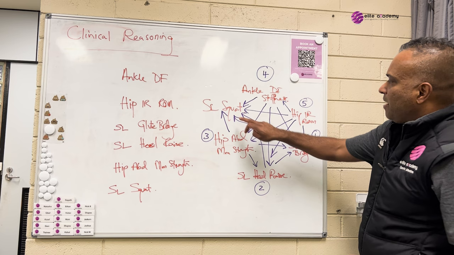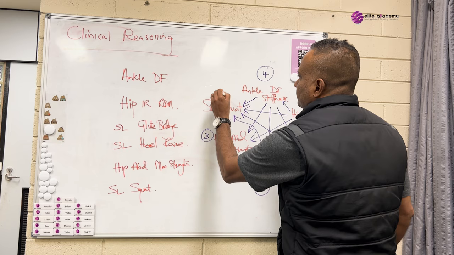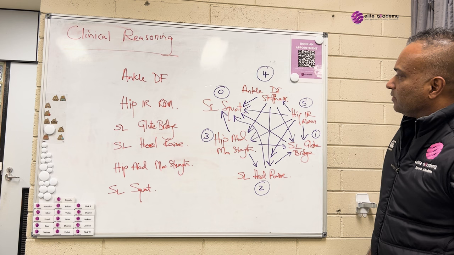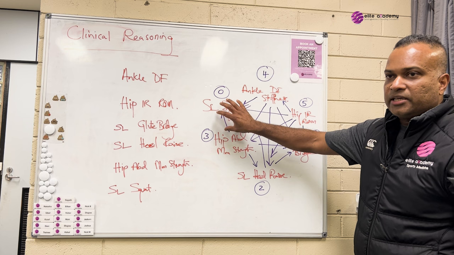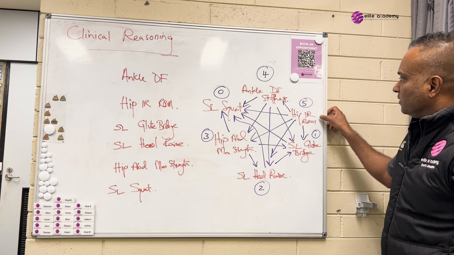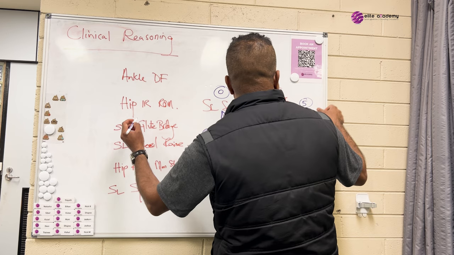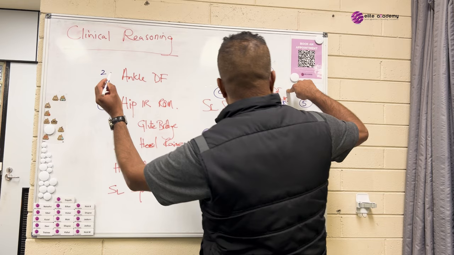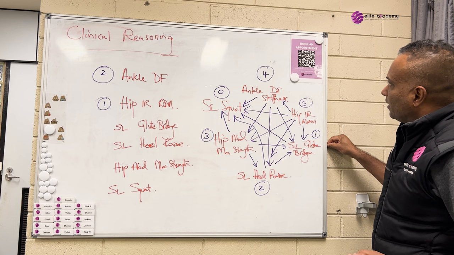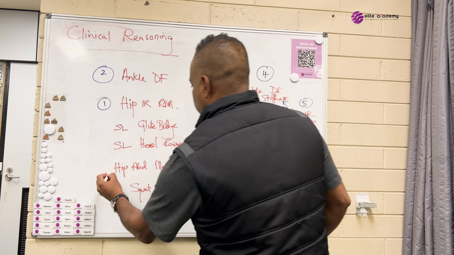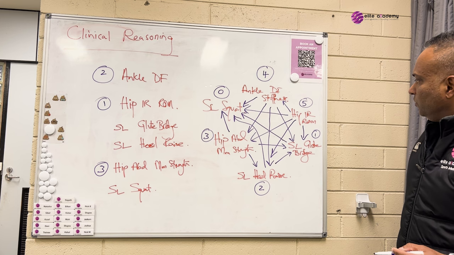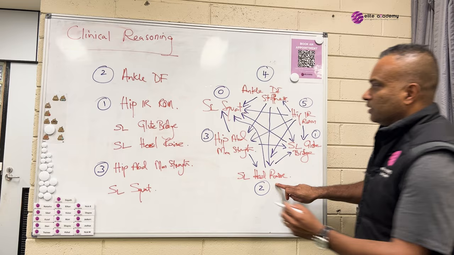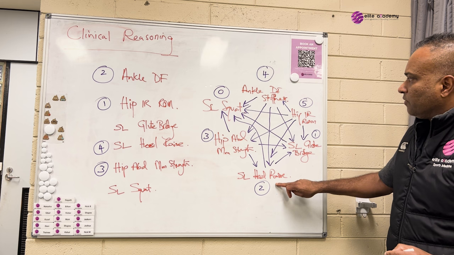How many leaving single leg squat? What does that mean? You have not prioritized. We have nothing driving. Single leg squat doesn't drive anything. Okay. Which one drives the most? Internal rotation. Okay. So we have hip internal rotation, number one. What's next? Ankle dorsiflexion, number two. What else? Number three would be hip abduction muscle strength. Number four is the single leg heel raise. Five would be single leg glute bridge. And number six?